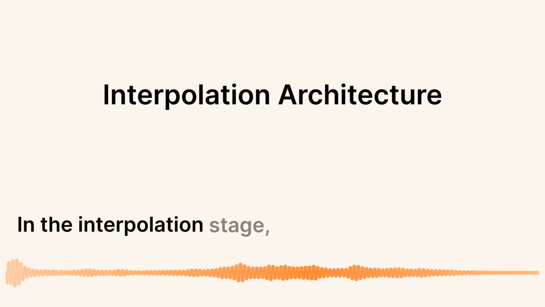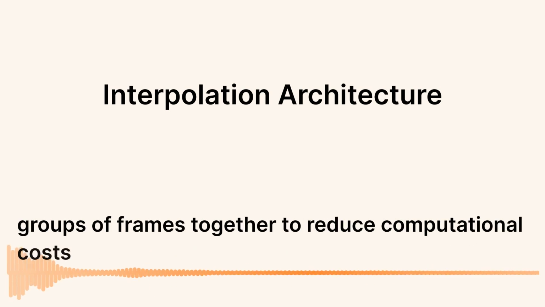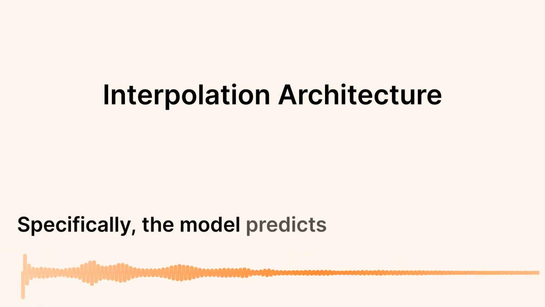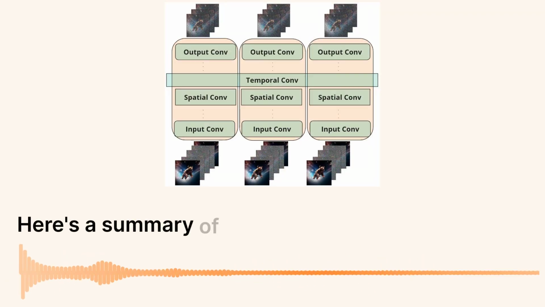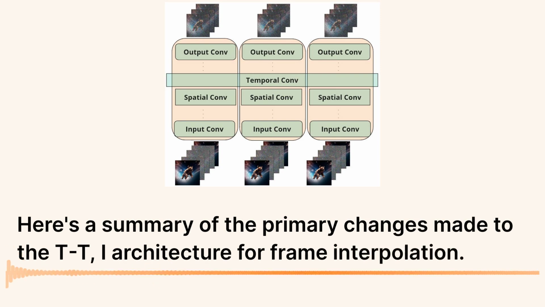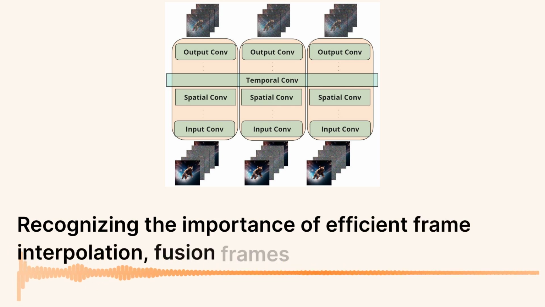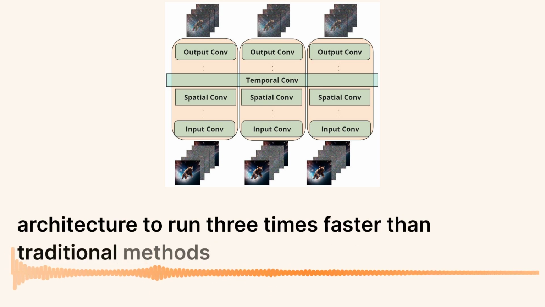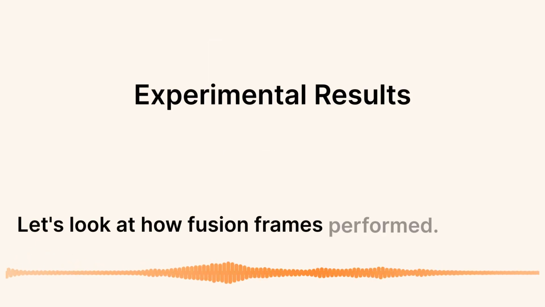In the interpolation stage, FusionFrames predicts groups of frames together to reduce computational costs and enhance frame quality. Specifically, the model predicts 3 interpolated frames between each pair of keyframes. Here's a summary of the primary changes made to the T2I architecture for frame interpolation. Recognizing the importance of efficient frame interpolation, FusionFrames optimizes its architecture to run 3 times faster than traditional methods while maintaining high fidelity. Let's look at how FusionFrames performed.